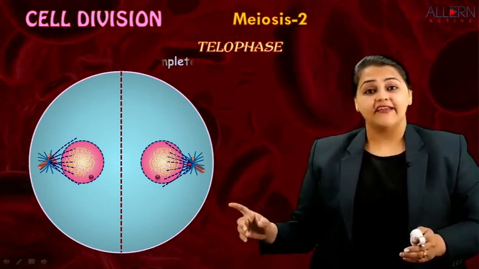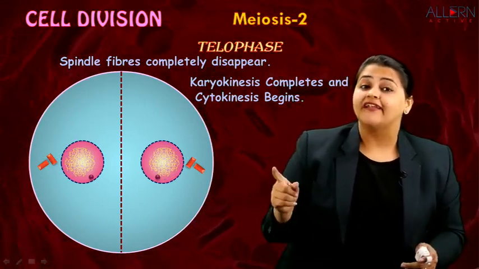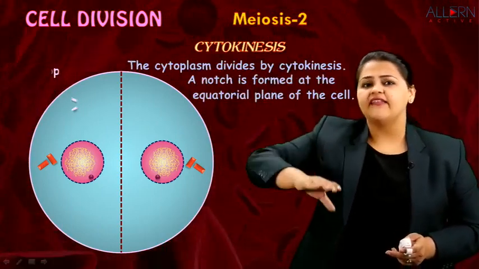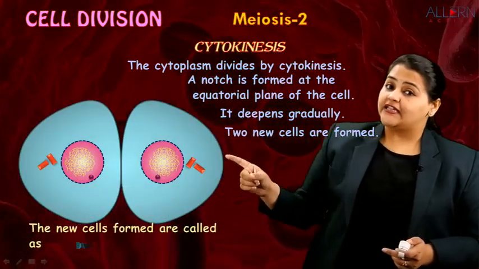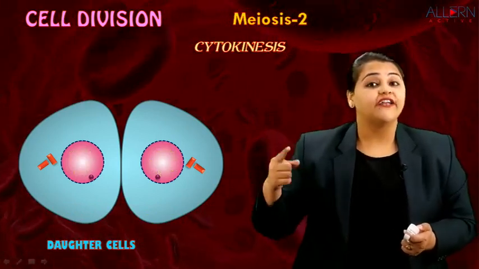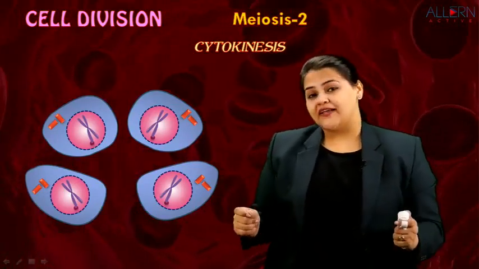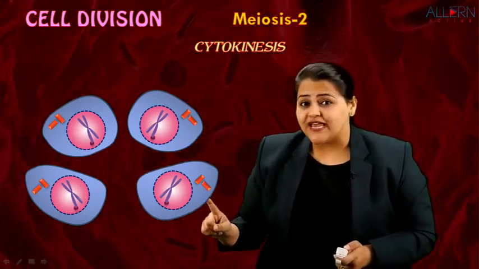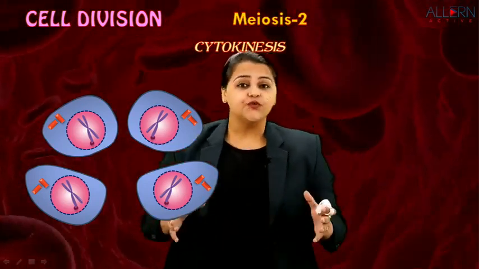Spindle fibers completely disappear. Karyokinesis is completed, and cytokinesis begins. Now when cytokinesis begins, again there is going to be a notch. This notch is going to deepen, two cells are going to be formed, and these two cells are called the daughter cells, which will again go further and divide into 4 cells. Well, this is how cytokinesis 2 ends, and meiosis 2 with the 4 germ cells, all of them haploid, will be present. Well, that is how meiosis 2 occurs.